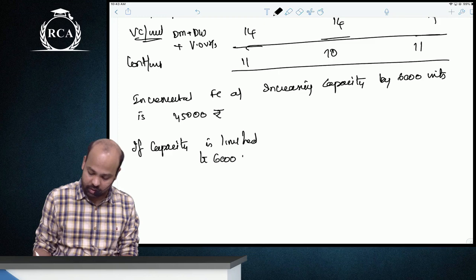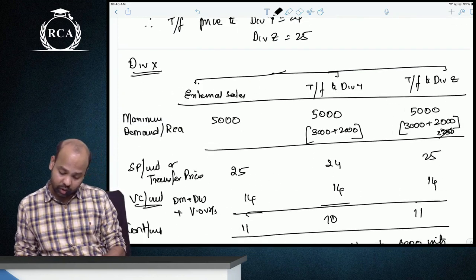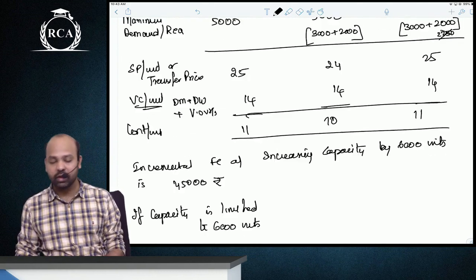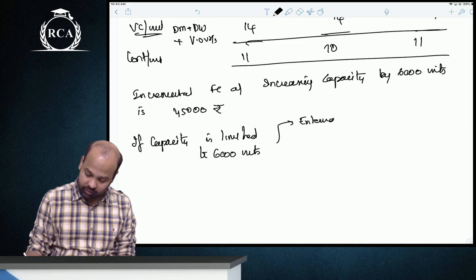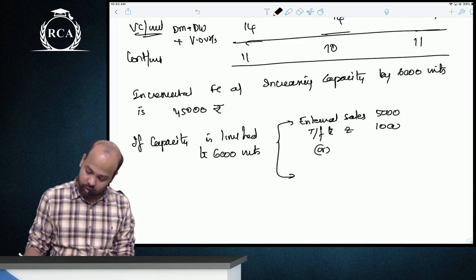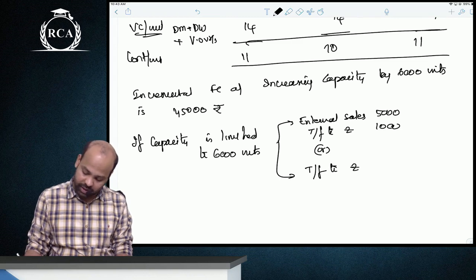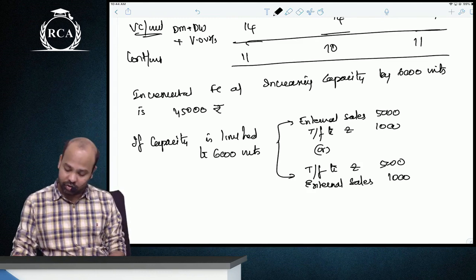if capacity is limited to 6,000 units, what they can do is external sales 5,000 units, internal transfers 1,000 units. Either they can have external sales 5,000 units and transfer to Z 1,000 units, or it can be transfers to Z 5,000 units and external sales 1,000 units. Let us not forget, in both the cases, their contribution is 11 rupees only.